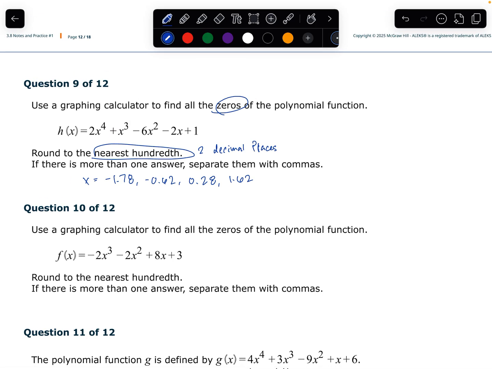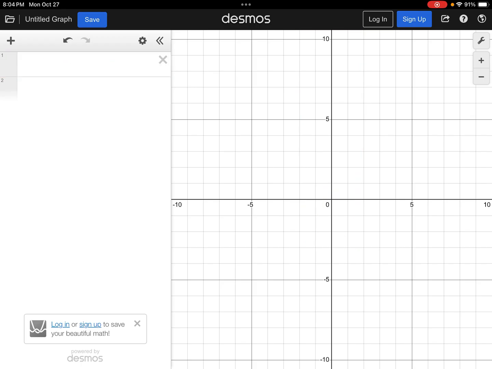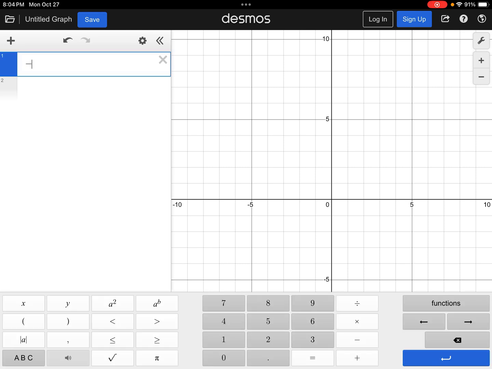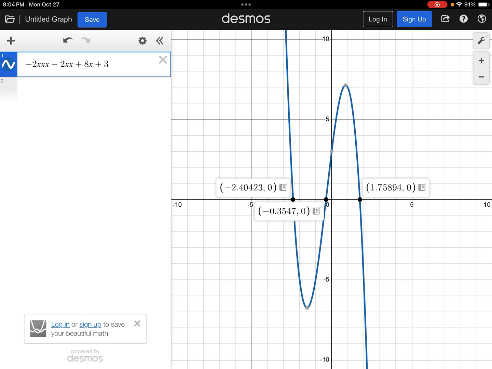For 10, use a graphing calculator. So same thing, find all the zeros, round to the nearest tenth. And so I'll go into Desmos right here, and I'm going to type in the function. So the function is negative 2x to the third minus 2x squared plus 8x plus 3. So I've got those 3 x-intercepts. So negative 2.40, negative 0.35, and 1.76.